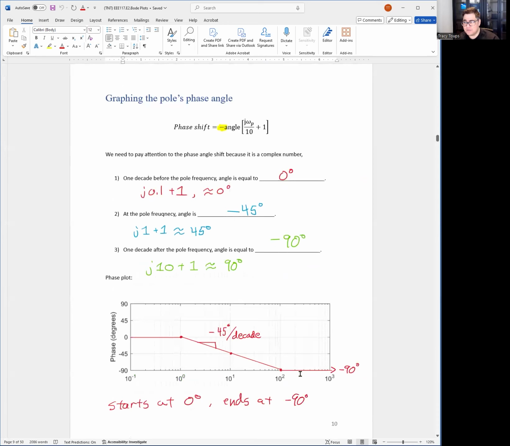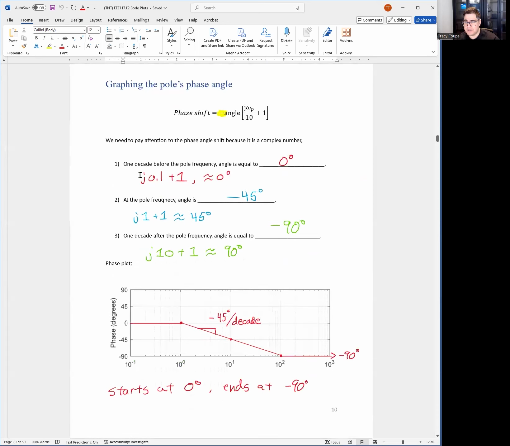Now, anytime you're doing Bode plots, because you have imaginary numbers attached to it, you're going to have a phase shift as well. I'll be honest, the phase shift is not nearly as important as the magnitude, but sometimes you need to keep track of it. Okay. The phase shift for a pole is going to be a negative angle because it's on the bottom of the denominator. Right? You remember when you're using phasors, stuff on the bottom denominator gets subtracted out. Same thing here. Okay.